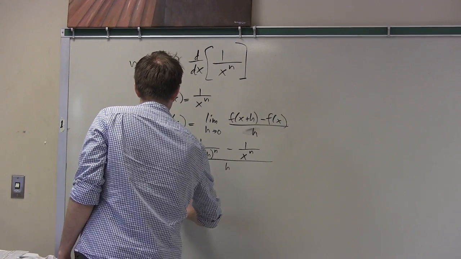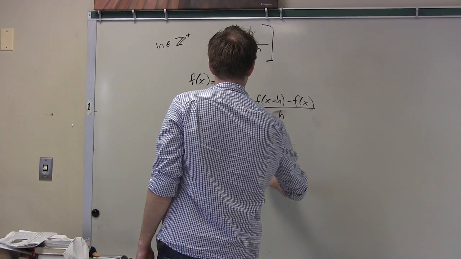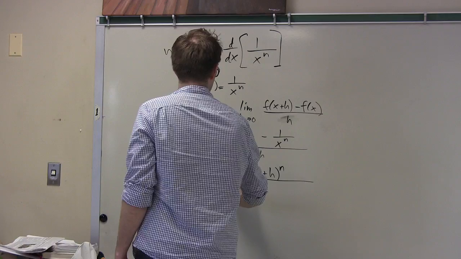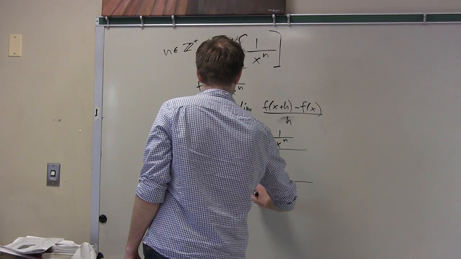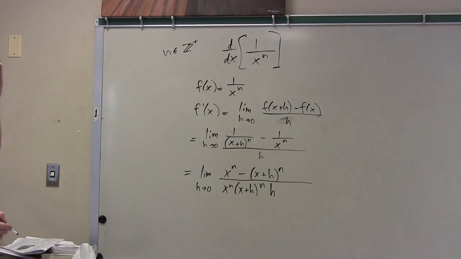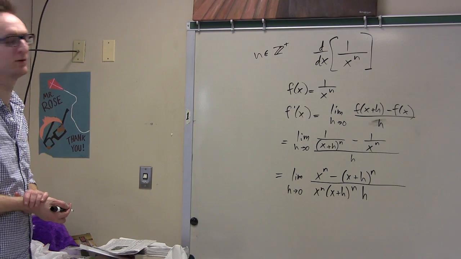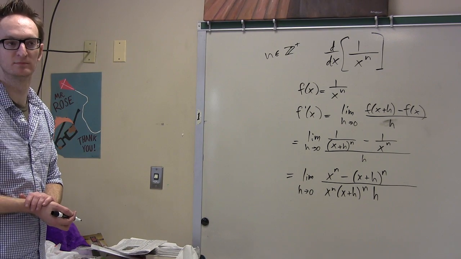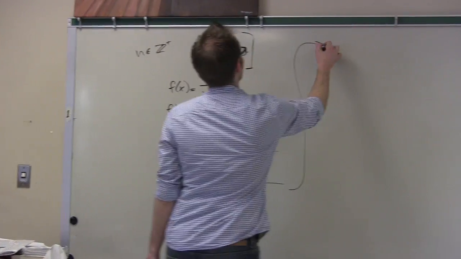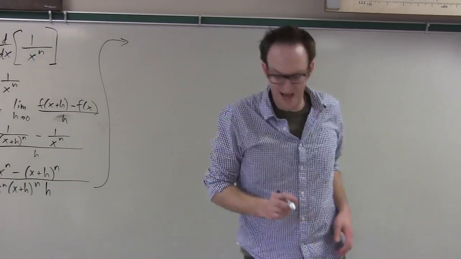So the limit as h goes to 0 of x to the n minus x plus h to the n, all over x to the n, x plus h to the n, and there's also an h. Now, what should we do now? Yeah, just do the binomial theorem. If we got this far, we'll just do that now.